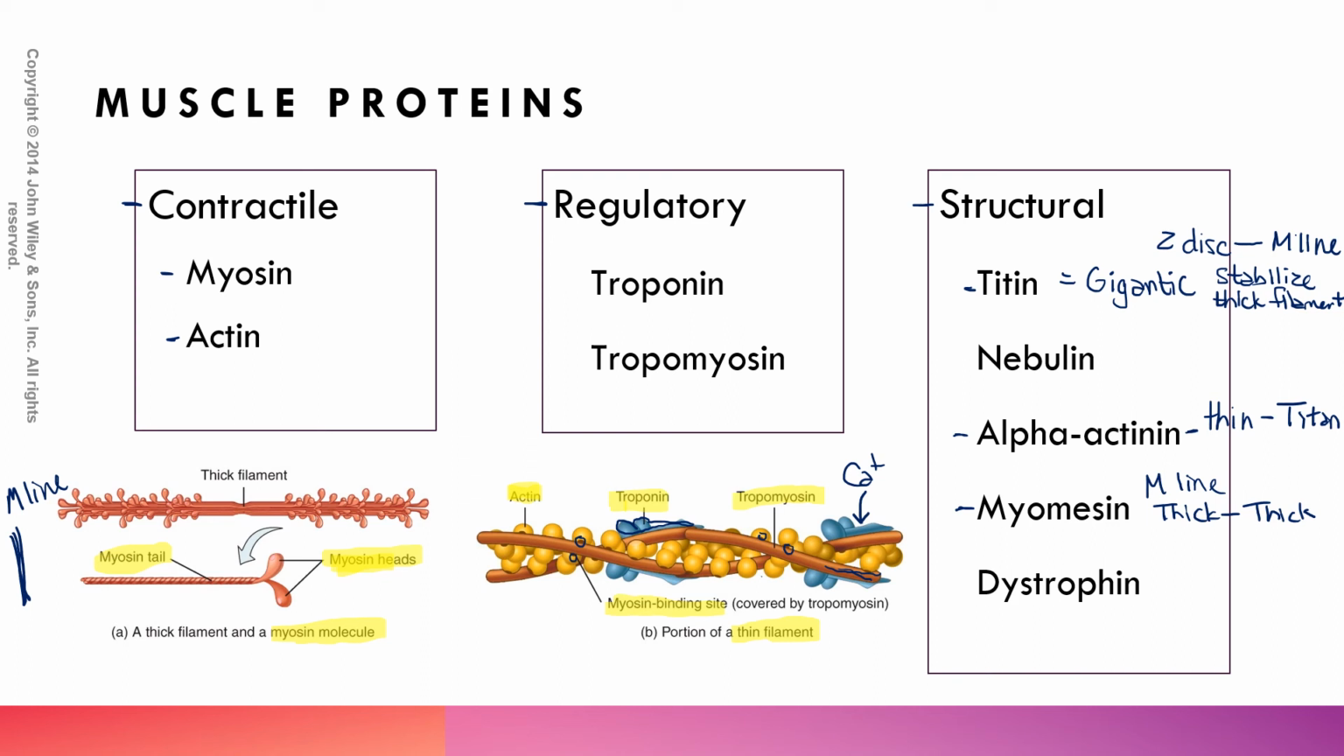Next, nebulin. This is a very long, non-elastic protein, and it wraps around the entire length of each thin filament, and it helps to anchor thin filaments to these Z discs and also regulates the length of thin filaments during development. So this is going to be very largely a developmental protein, helps to make sure everything develops in the right length. And then it also helps to connect the thin filaments to these Z discs.